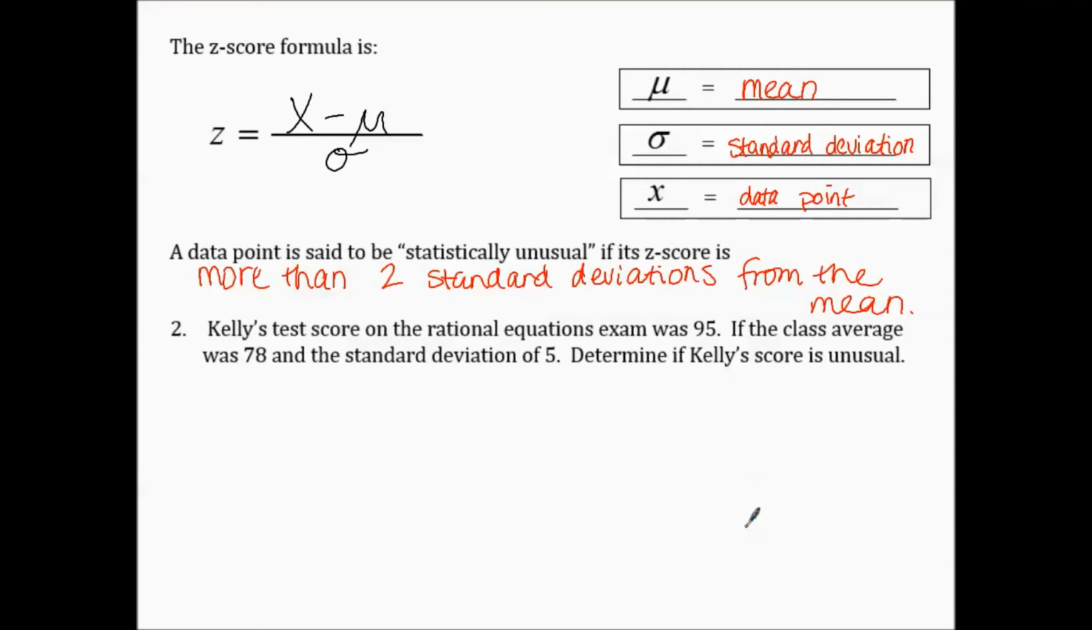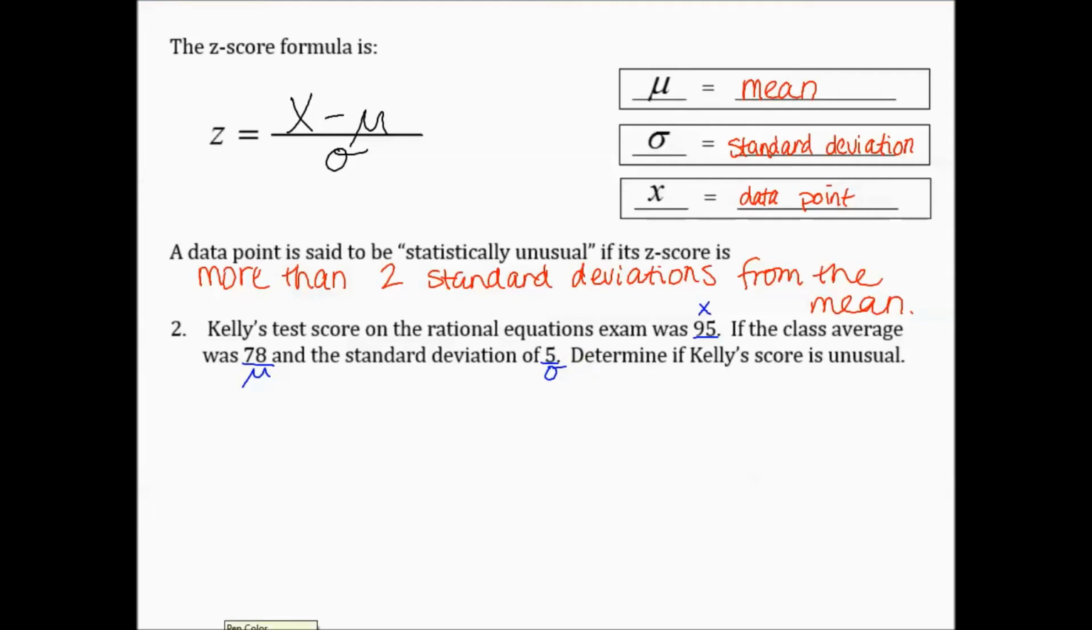So we have 3 numbers in this problem. Kelly's test score was a 95. That is going to be our x. The class average was 78. Average is another word for mean, so 78 is going to be mu. And then the standard deviation is 5, so 5 is going to be sigma.